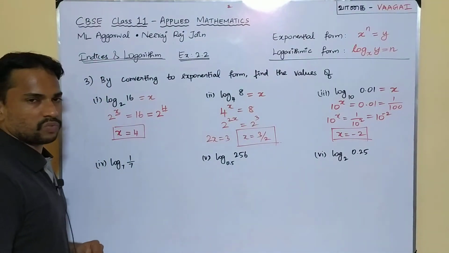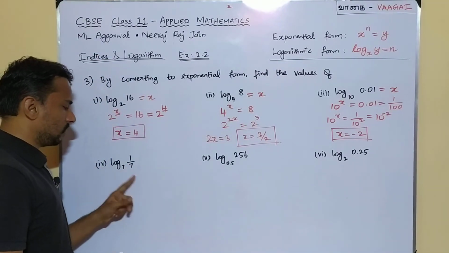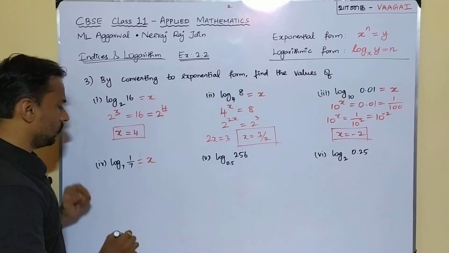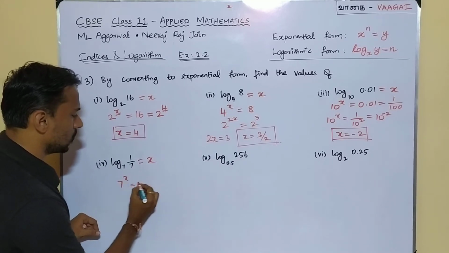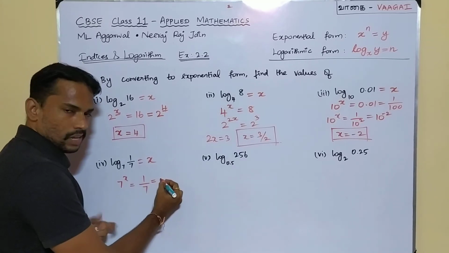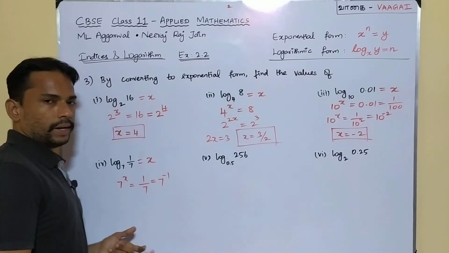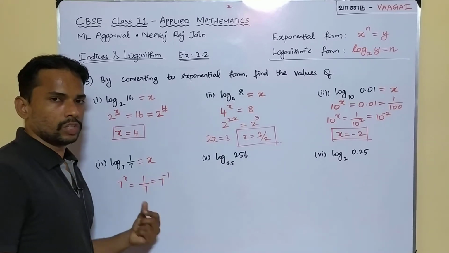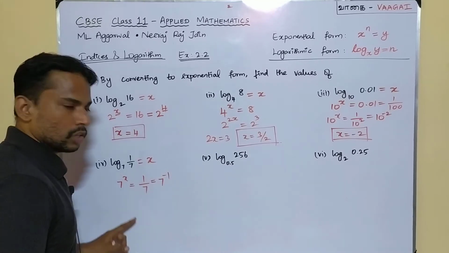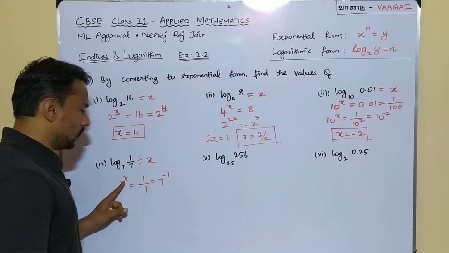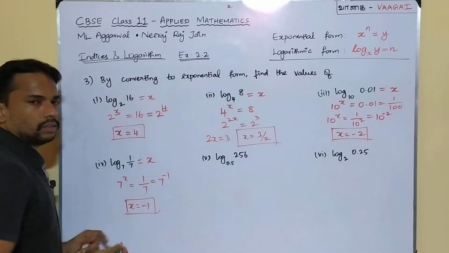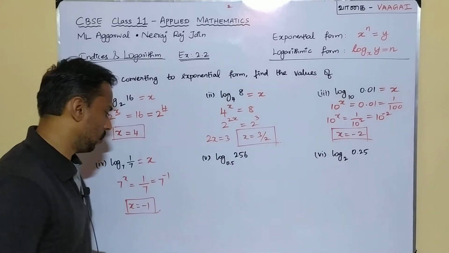Finished? Yeah, coming to the next, fourth question. Here we got log of 1 by 7 to the base 7. Again, I'll take this to be some x. So here we'll get 7 to the power x is equal to 1 by 7. This is quite simple, because 1 by 7 can be very easily written as 7 to the power -1, because this is 7 inverse. This also we have seen in the previous exercise 2.1. So now I can very easily compare this x with this -1. So we'll get x is equal to -1. I can equate them, and that gives the answer. X is equal to -1 is going to be the answer for this question.